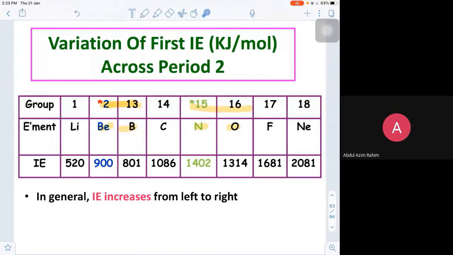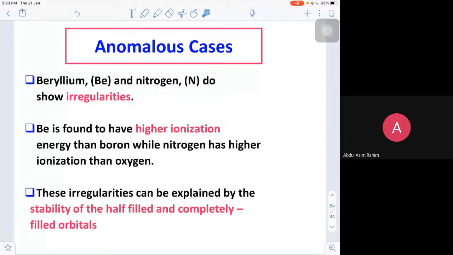So let's look at the further explanation on this. We are comparing the set that has irregularities, which is between beryllium and boron, and nitrogen and oxygen. Beryllium is found to have a higher first ionization energy than boron, and nitrogen has a higher ionization energy than oxygen. So these irregularities are actually due to the stability of half-filled and completely filled orbitals. Remember we have discussed the configuration last time. We have extra stability when the configuration is either half-filled or completely filled.